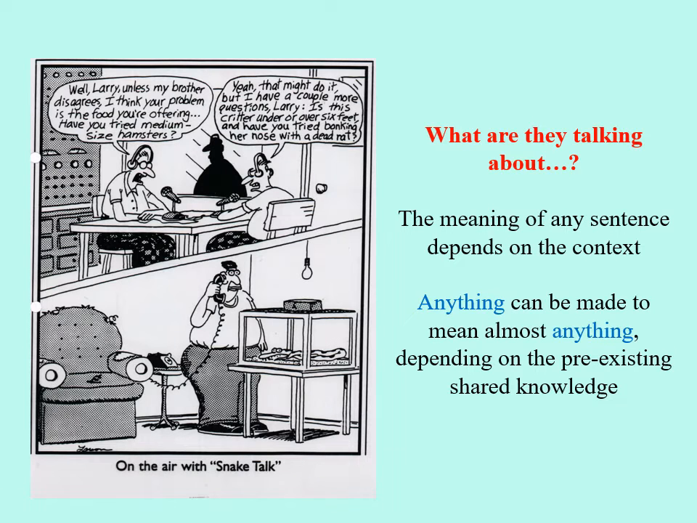Here is another example of indexicality in language. The fact that the meaning of any sentence depends on the context. Actually, you can say that any sentence can be made to mean almost anything, depending on the pre-existing shared knowledge. Let me give you a simple illustration. Take a sentence like, "Let's go to McDonald's." That's the sentence. And let's say that this sentence means, "Let's go and kill your grandmother."